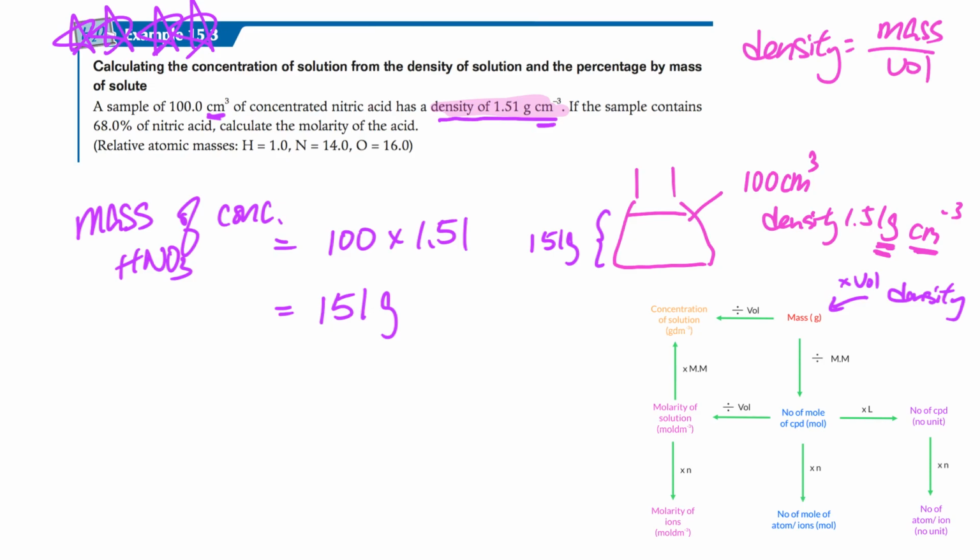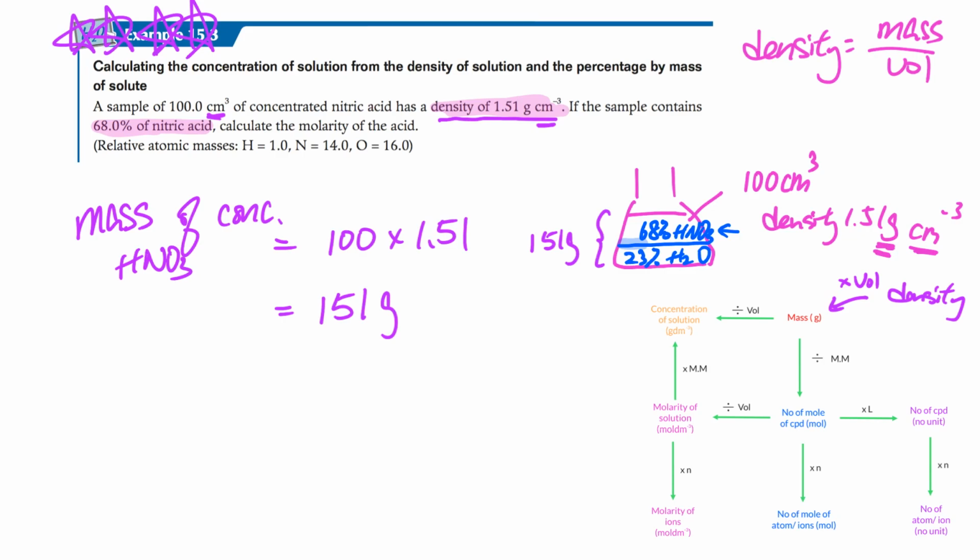How do I know that? You have to pay attention, because they have 68% of nitric acid. That means you still have 32% that is not nitric acid. What are they? They should be water. If I draw it this way, you have 68% nitric acid here and 32% water. So if you try to calculate the molarity of the acid, you have to find out the mass of this one first.